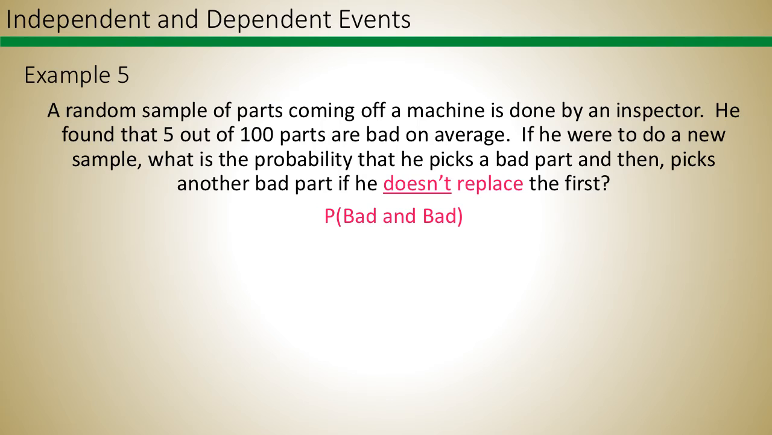All right, next example. A random sample of parts coming off a machine is done by an inspection, and it has been found that 5 out of 100 parts are bad on average. If we were to do a new sample, what's the probability that he picks a bad part and then picks another bad part if he doesn't replace the first? Okay, so if there are 5 bad parts out of 100, that would be 5 over 100. So now for the second one, there's only 4 bad parts remaining out of 99.